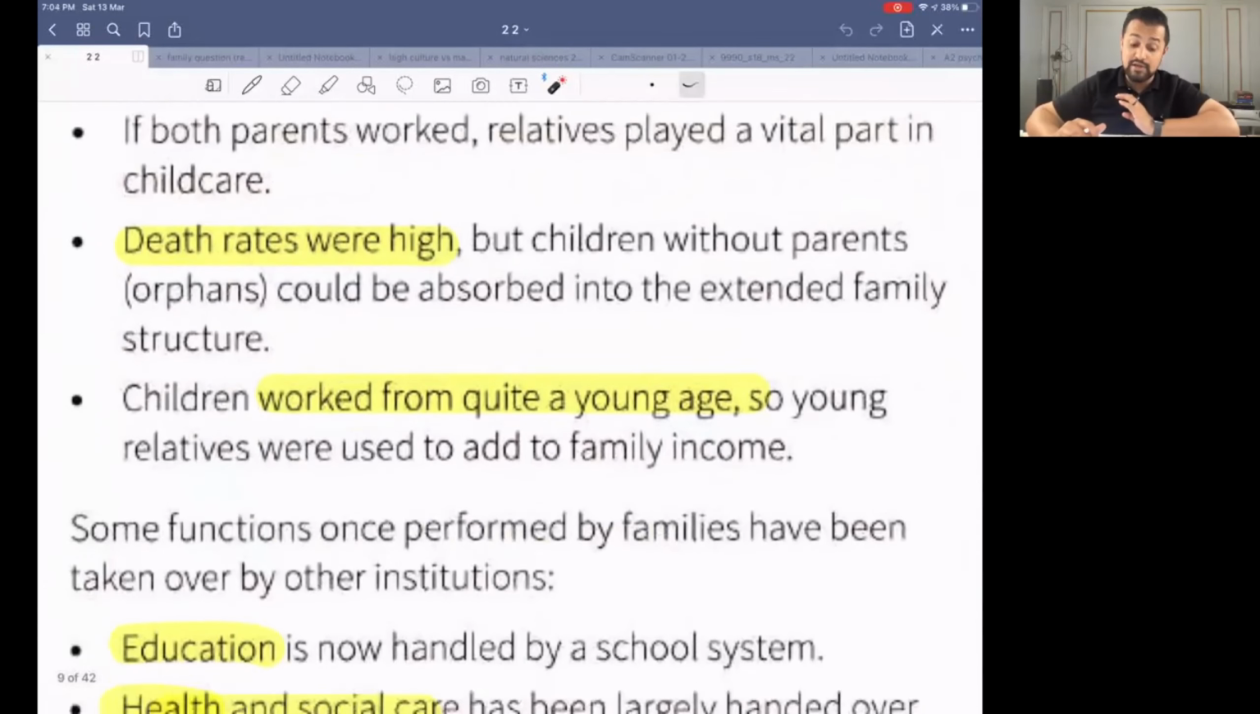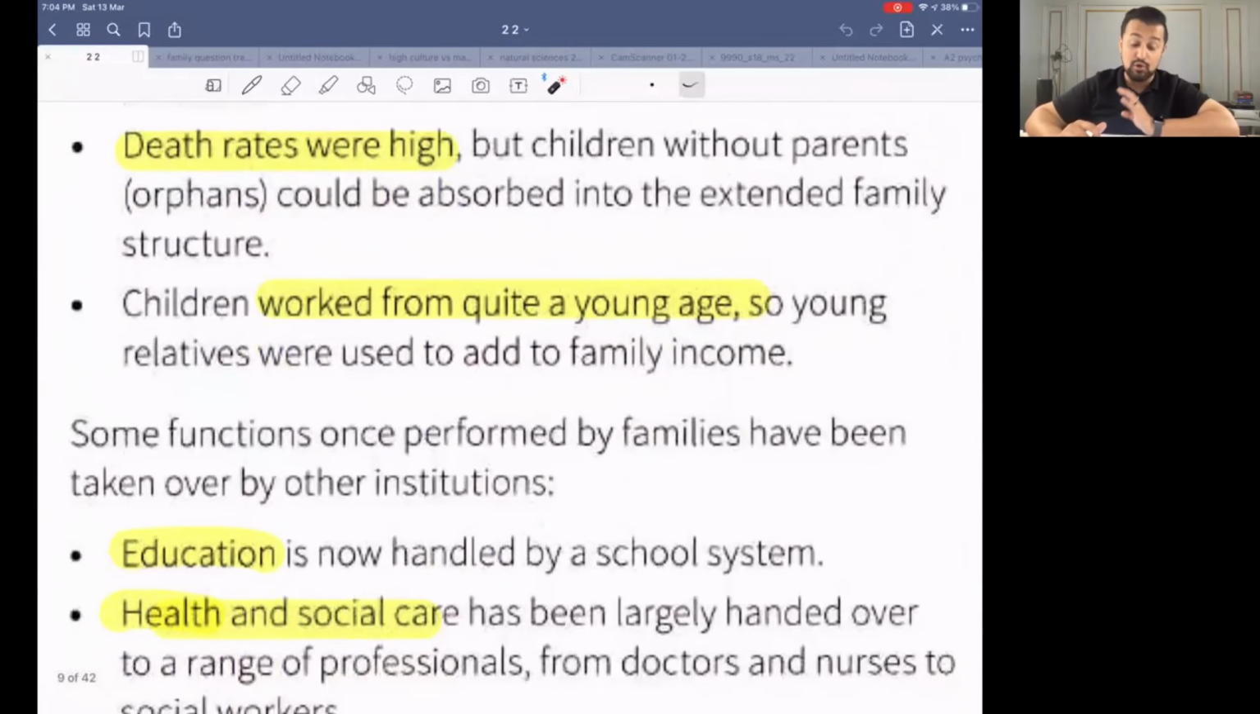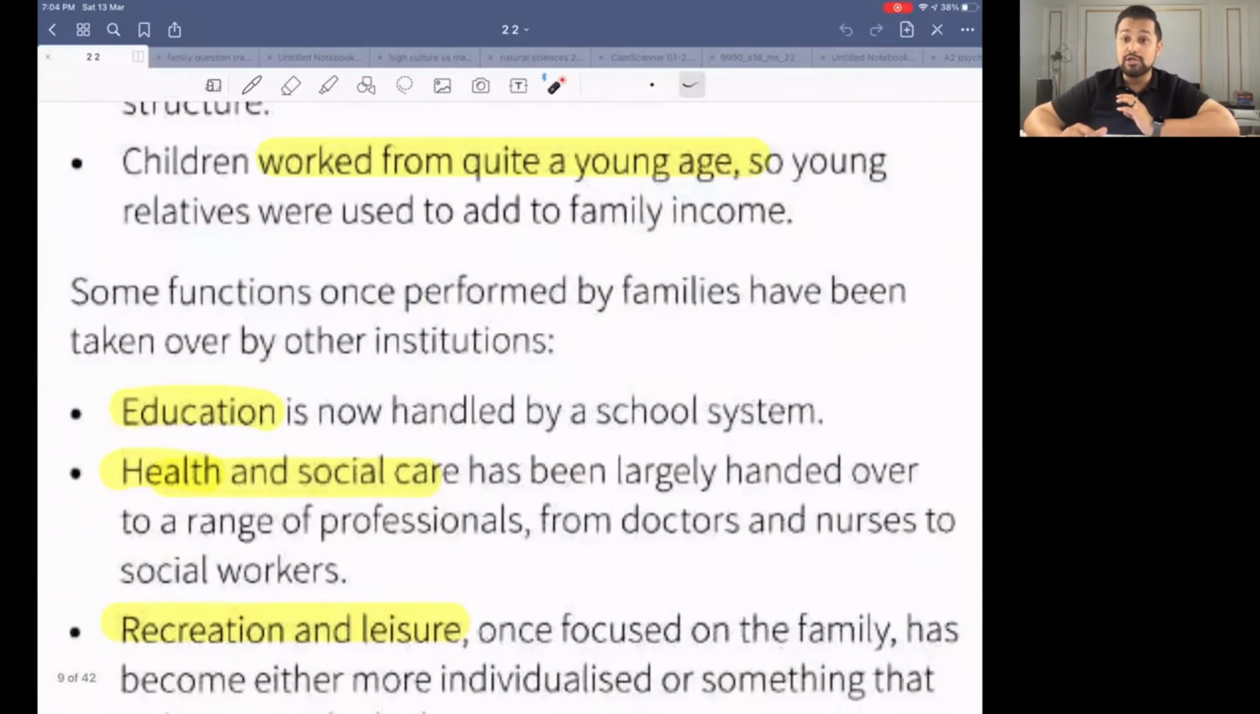Number four, death rates were high, but children without parents, or orphans, could be absorbed into the extended family structures in an easier manner. Number five, children worked from quite a young age, so young relatives were used to add to the family income. Get it?